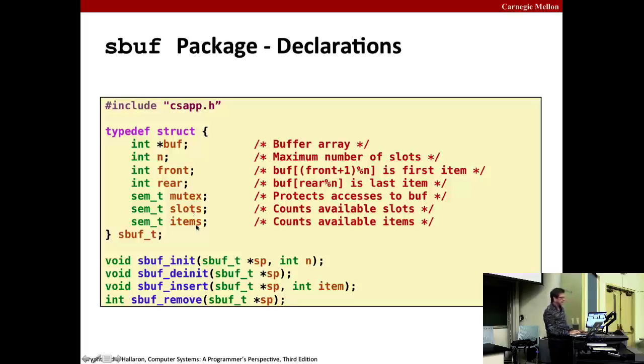And then the package consists of these four public functions: sbuff_init, which is called once to create the buffer and initialize everything, allocate the space and initialize things, and then sbuff_deinit, which frees up the space, and then a function to insert an item into the buffer, and a function to remove an item from the buffer and return that item. So in this case, items are just ints. Okay.